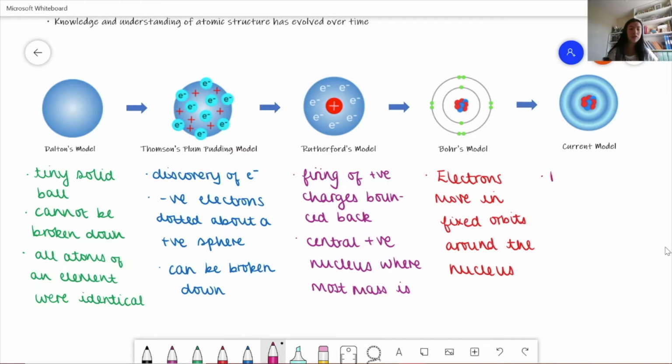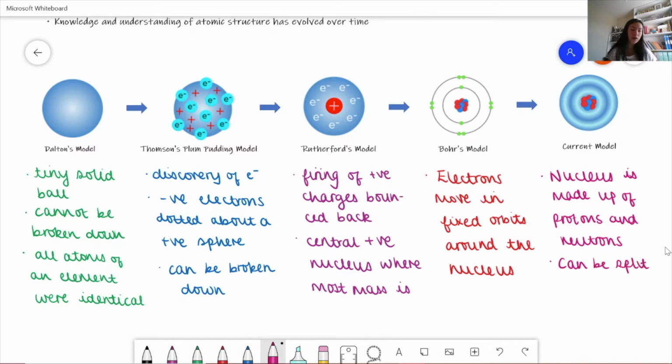So they found that the nucleus is made up of protons, which are positively charged, and neutrons. And these atoms can be split up into smaller particles, and we call these subatomic particles, and they're protons, neutrons, and electrons.